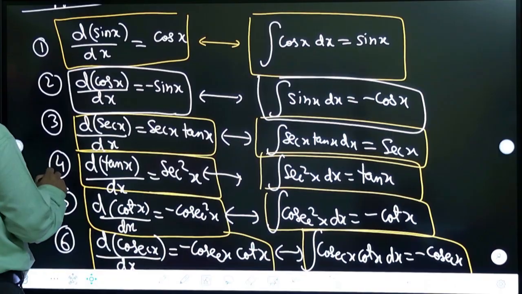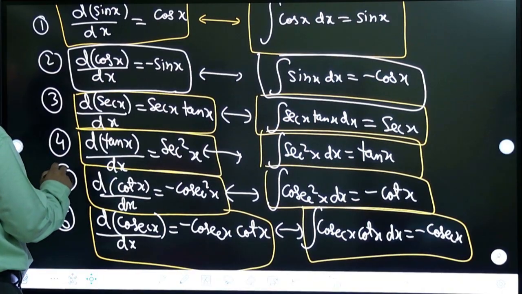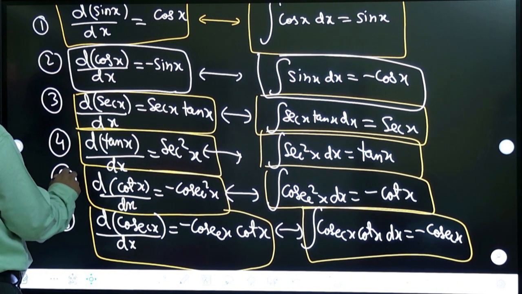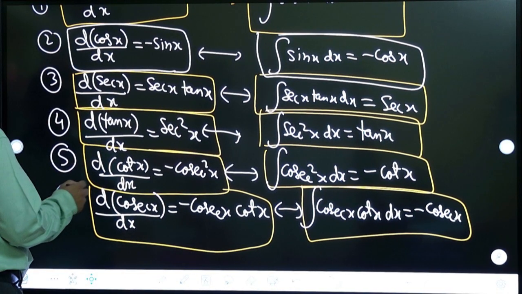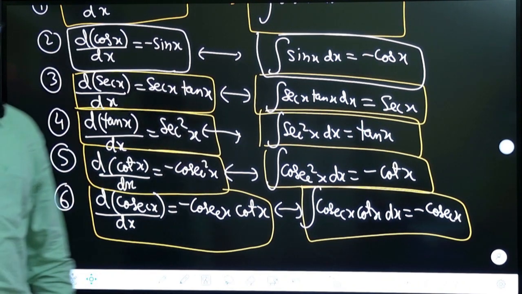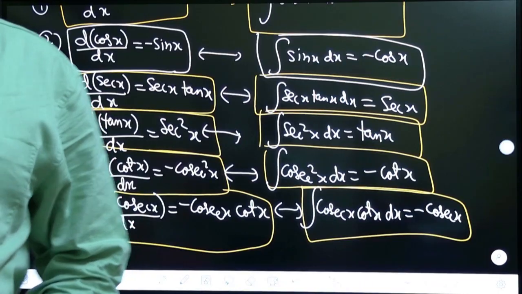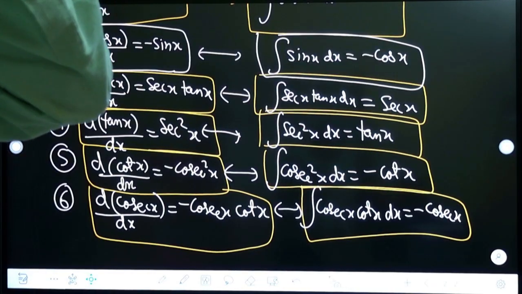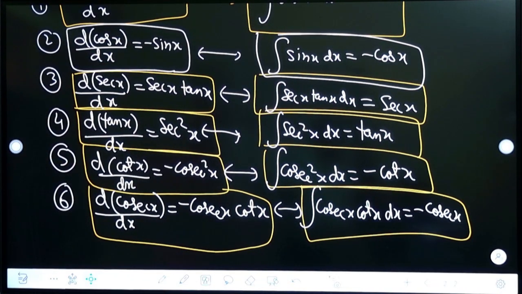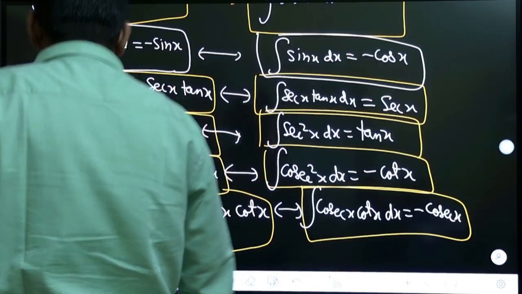Sin x, cos x: integration of sin x is minus cos x; secant x tan x gives secant x; secant square x gives tan x; cosecant square x gives minus cot x; cosecant x cot x gives minus cosecant x. Did you note these formulas? Yes, Ritupurna, did you write this? Okay, then let's go next.